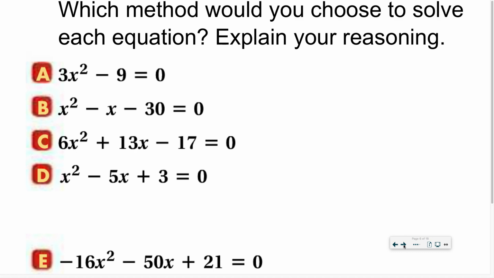Who wants to share what method they think makes the most sense for equation A? Yeah, finding the square root makes a lot of sense here. Why do you think square root? Yeah, if there's no b term in this situation, I could isolate x pretty easily. I could add 9 to both sides, divide by 3. That would end up being x squared equals 3. Even though it's an irrational number, you could find the square root of 3 and estimate it to the nearest 10th. Okay, so square root would be a great option here.